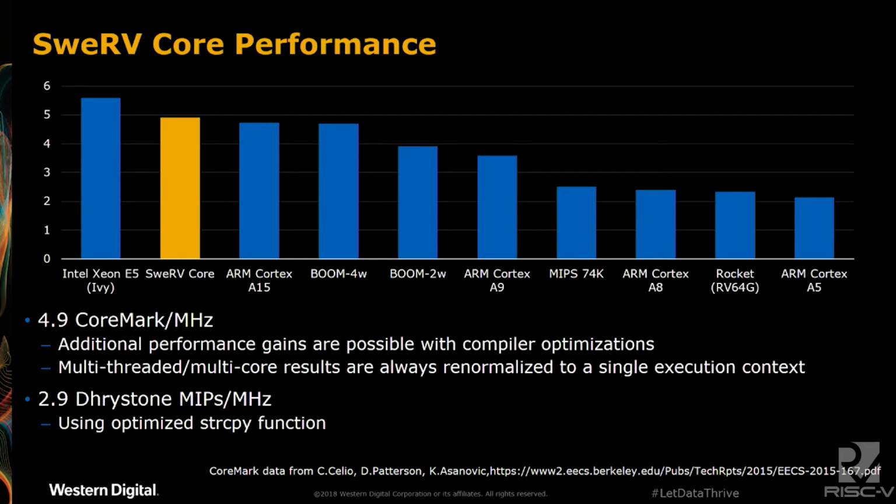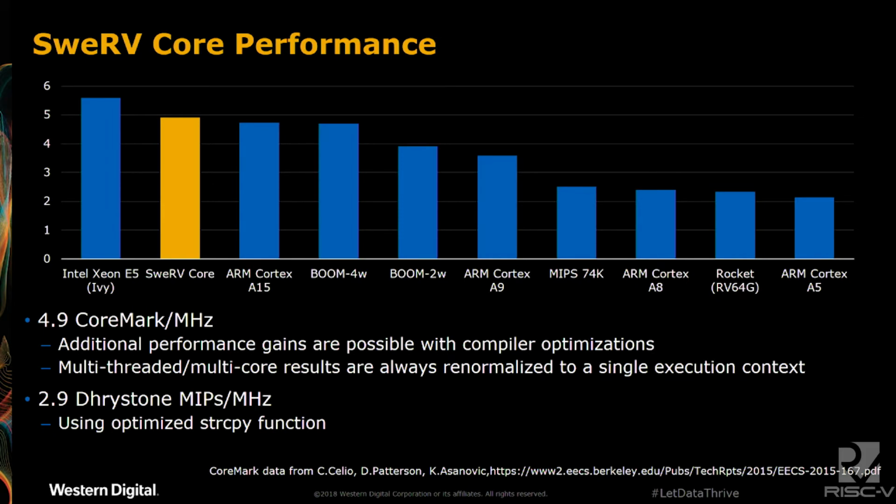And performance. Actually, this is the start of the out of order cores. These are in order. These three here are in order. These are all out of order, and this one's out of order. So we're an in-order core, and this is CoreMarks per megahertz. So our performance is pretty good.